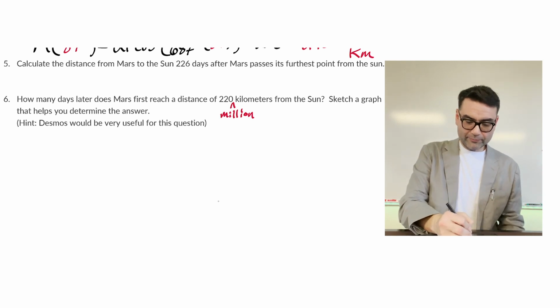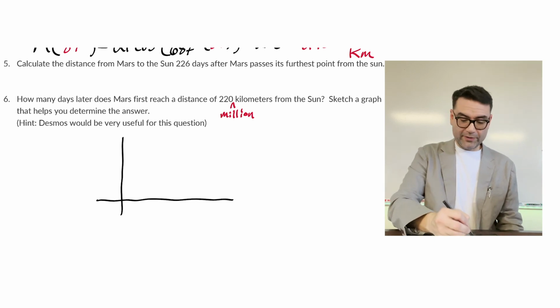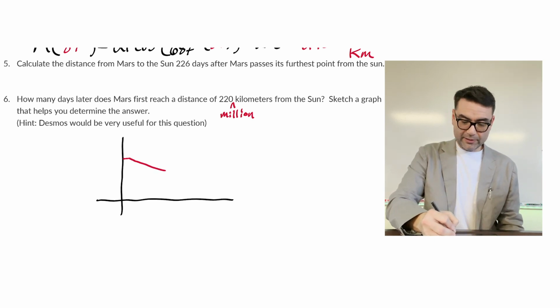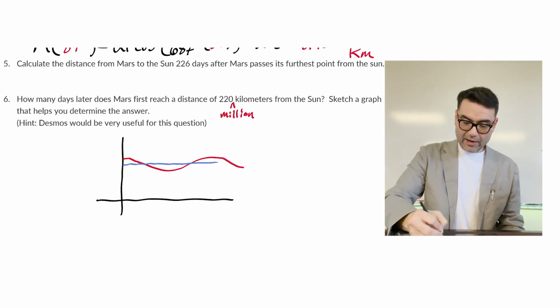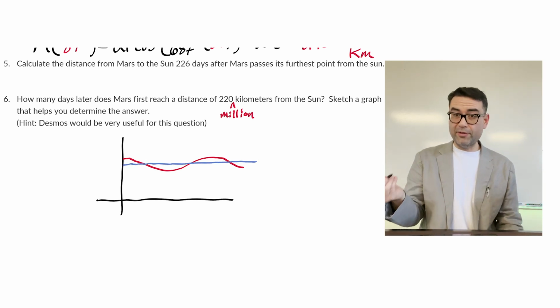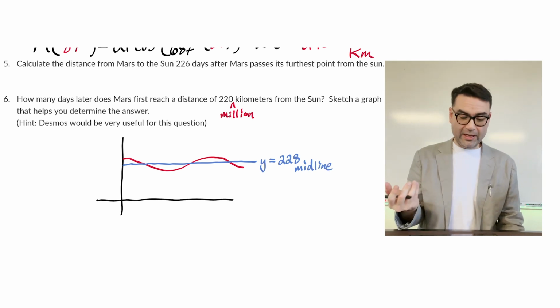So if you remember, from my quick look at Desmos, our cosine graph looks something like this, right? And I graphed something called the midline. The midline cuts directly through the function, right down the middle vertically. So that was y equals 228. That's our midline.